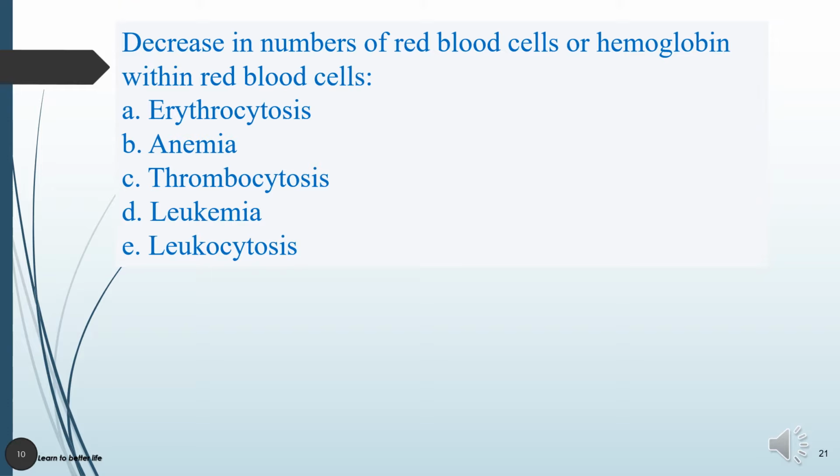Decrease in numbers of red blood cells or hemoglobin within red blood cells: A. Erythrocytosis, B. Anemia, C. Thrombocytosis, D. Leukemia, E. Leukocytosis. The answer is B. Anemia.